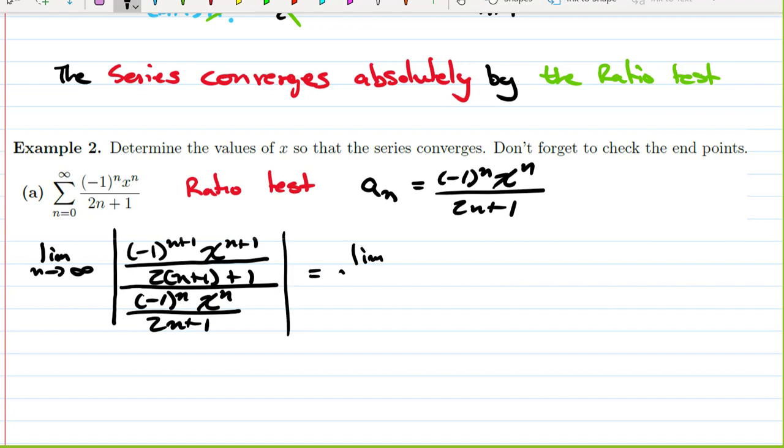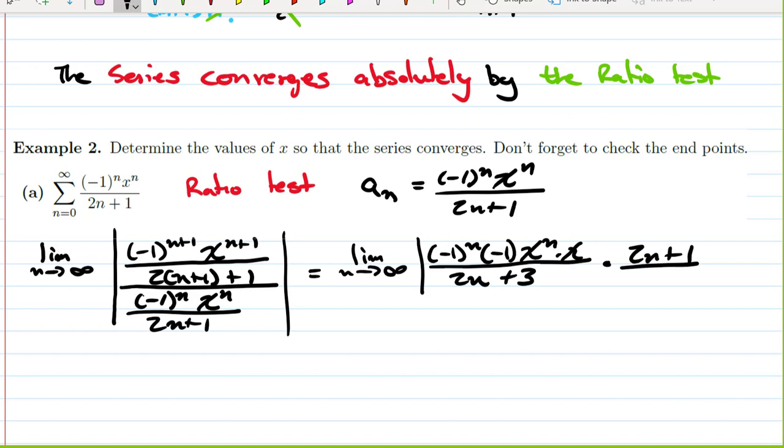So we're still taking our limit as n goes to infinity, and we're going to multiply by the reciprocal. While I'm doing that, I'm going to use my properties of exponents to break some things up. So I'm going to have negative 1 to the n times negative 1, x to the n times x over, distributing my 2n, I'm going to get 2n. 2 times 1 is 2, plus 1 is 3, so I get 2n plus 3 times the reciprocal of the denominator, which is 2n plus 1, all over negative 1 to the n, x to the n. So now a whole bunch of things are going to reduce out.